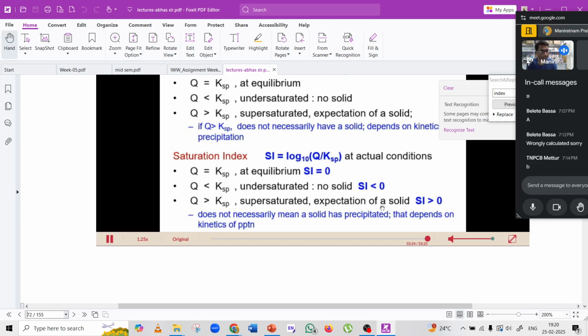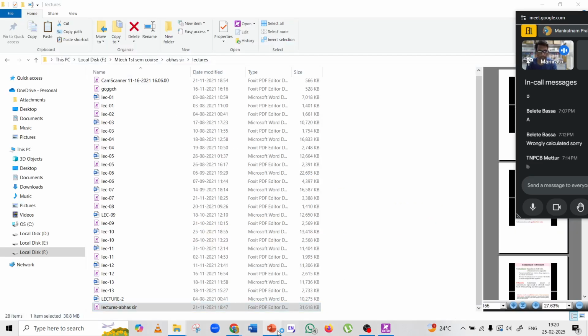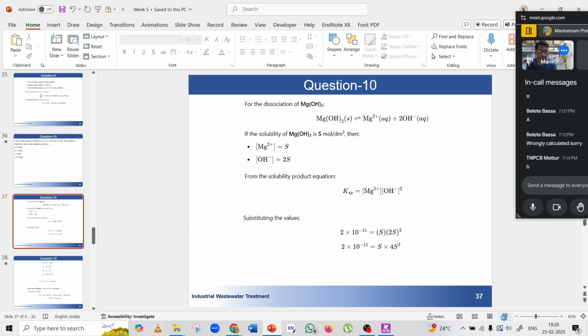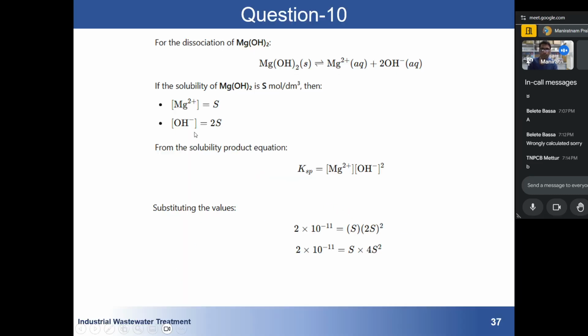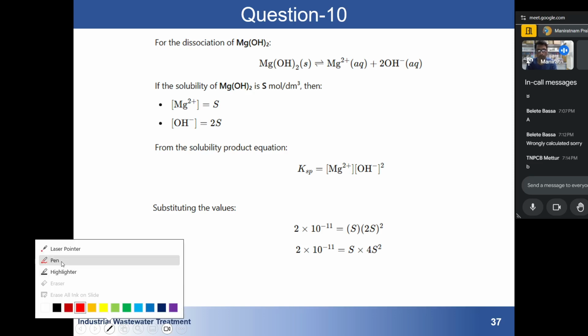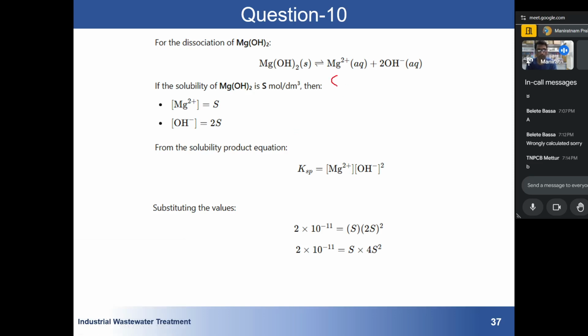And B can have solid depending upon the kinetics, and at that time SI will be 0. So this thing I was discussing initially also. Okay, so now if B solubility we take as S, then at equilibrium it is X mole, then it will be 2S mole, because both are in reaction always occur and equal molar. If its concentration is S, then its concentration will be 2S.